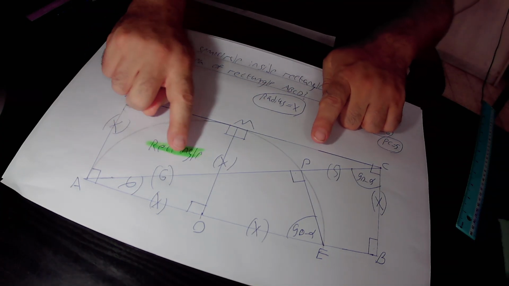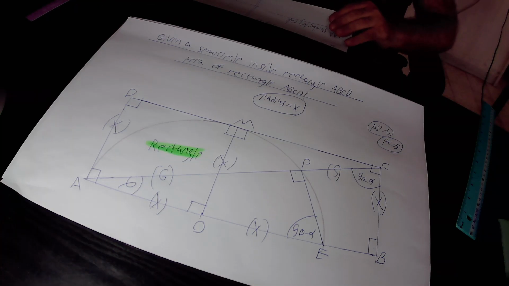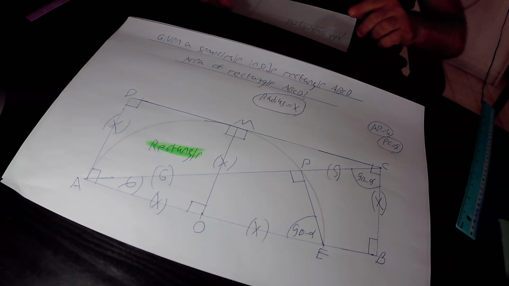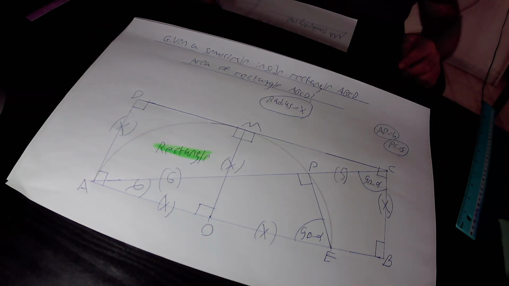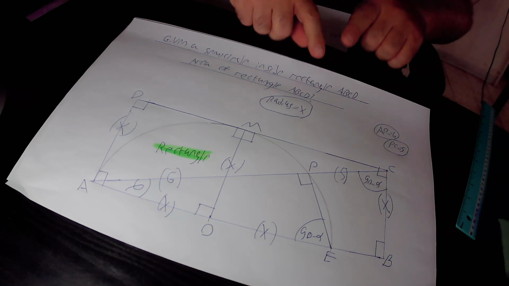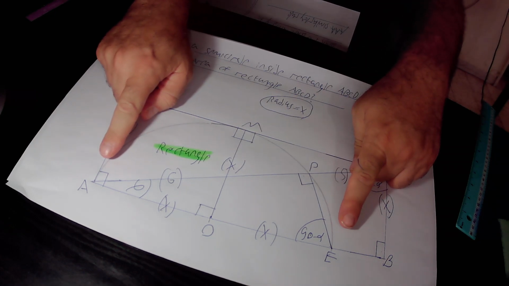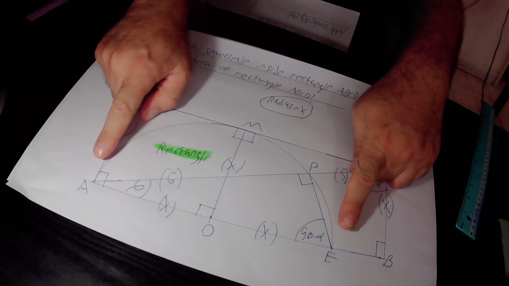AP equals 6 units in its length according to what is given in the question. Over AB. AB is the missing side, so we leave it as it is. And it is equal to AE. AE is the diameter of this semicircle, that is equal to 2x.